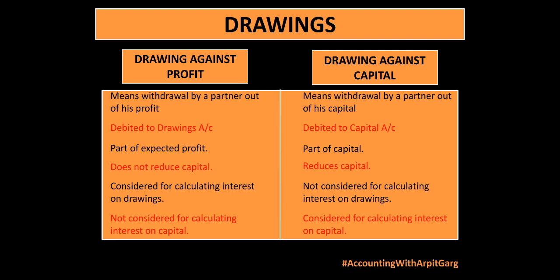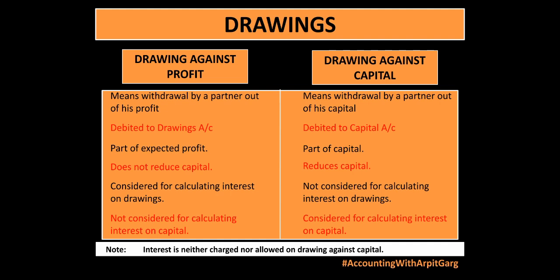But for calculating interest on capital, it is vice versa. For drawing against profit, it is not considered, as drawing account is affected but capital is not affected. But drawing against capital is considered because capital amount is changed, it is reduced, so it is considered.